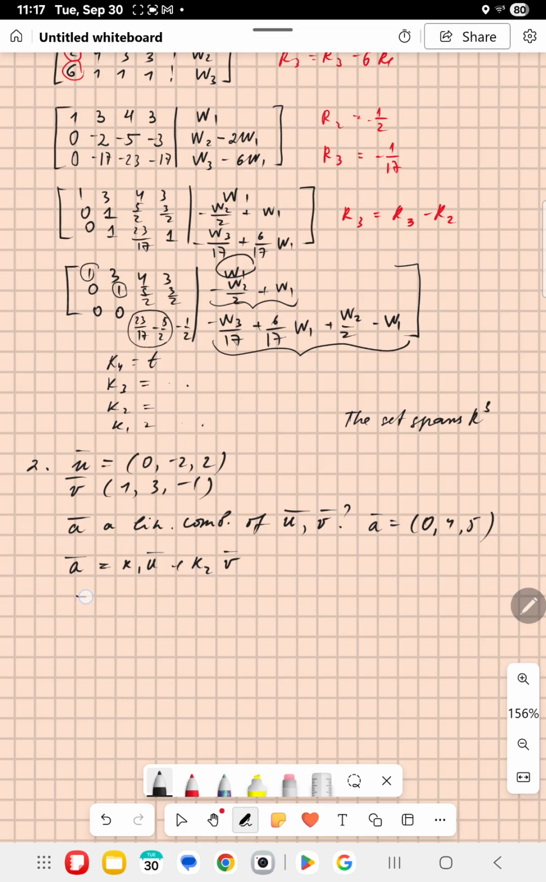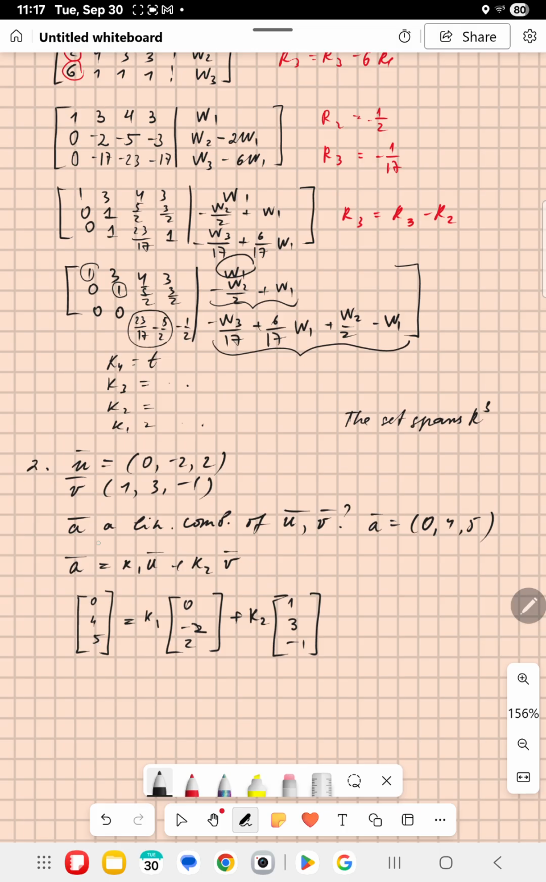And I'm going to write down, so we have (0, 4, 5) equals k1, and I'm going to copy the first vector, vector u, (0, -2, 2), and my second vector, k2, as (1, 3, -1). So basically, the question is, can we find k1 and k2 which are going to turn this equation into a true statement, or not?